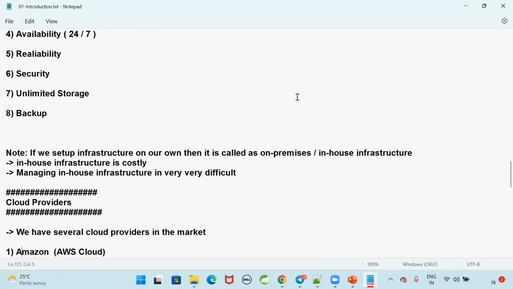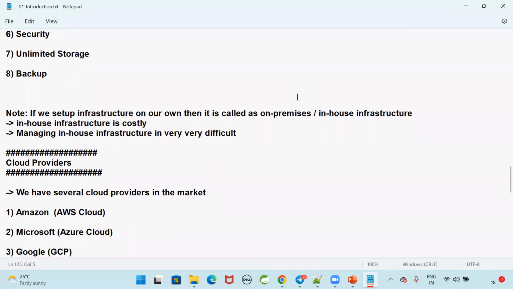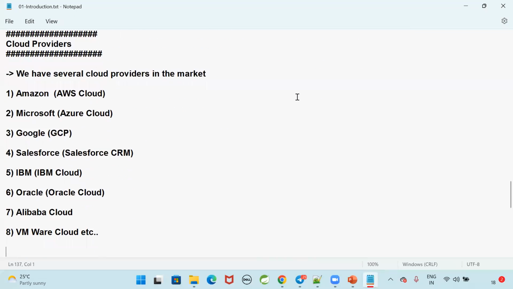If you set up infrastructure on your own, it is called in-house infrastructure. Purchasing and setting up the infrastructure is always costly. So for that, we are going for cloud infrastructure. Who will give the cloud infrastructure? Cloud providers. Who are the cloud providers? Amazon, Microsoft, Google, Salesforce, IBM, Oracle, Alibaba, VMware. Like that, there are several cloud providers available in the market.